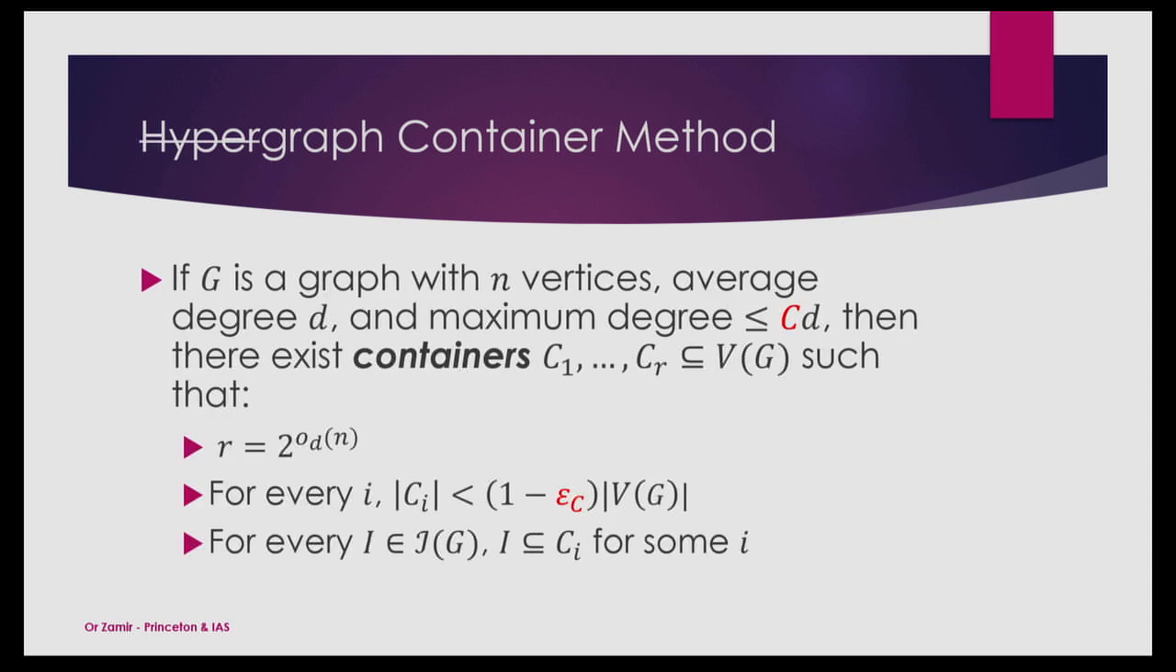Any questions about the statement itself? Yes? Sorry, I guess this 2 to the little o of n is a little unintuitive. Is it true that it can be bounded by something larger than some polynomial or super polynomial in n? Think of this as 2 to the n over d. Maybe this is what you should think. It's not exactly, but roughly.